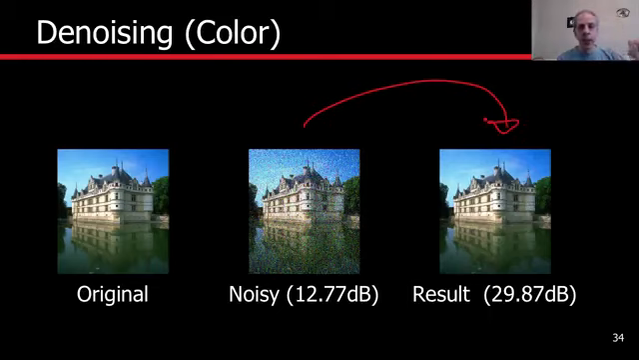And once again, we learned the dictionary. In this case, we initialize the dictionary with an off-the-shelf pre-learned dictionary, and then we adapt it to this noisy image for a few iterations of KSVD.